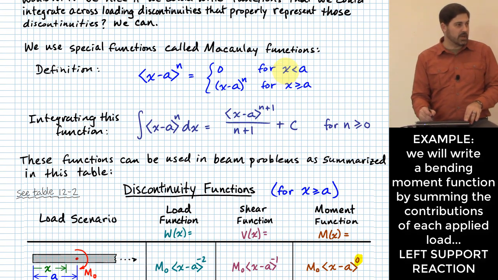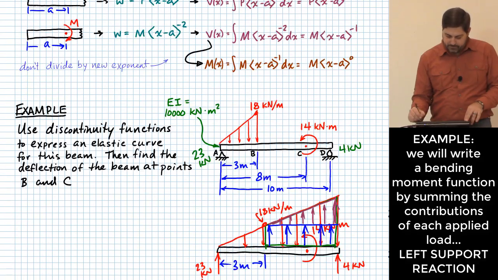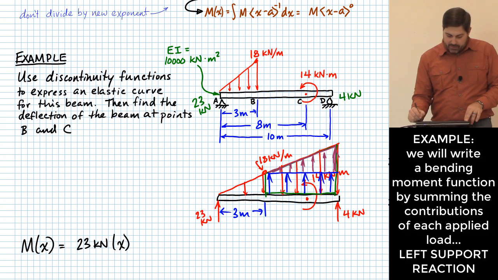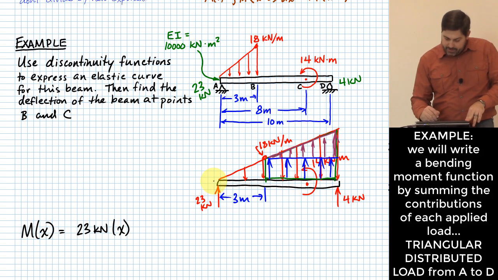Does that make sense? None of it would apply that would be in that x less than a condition of the Macaulay function. So that's essentially what I've got for that first load. The next one I'm going to model is the 18 kilonewton per meter, right? The little triangular load here that is 18 kilonewton per meter at an x coordinate of 3 meters.